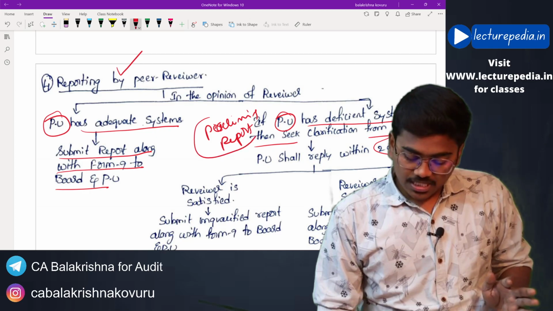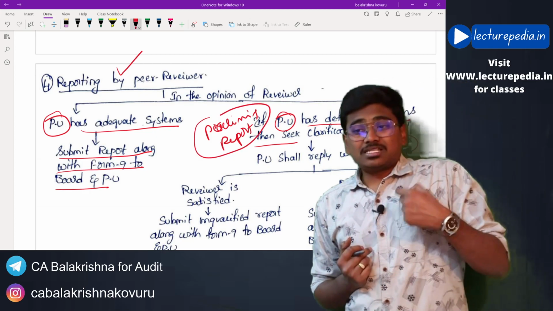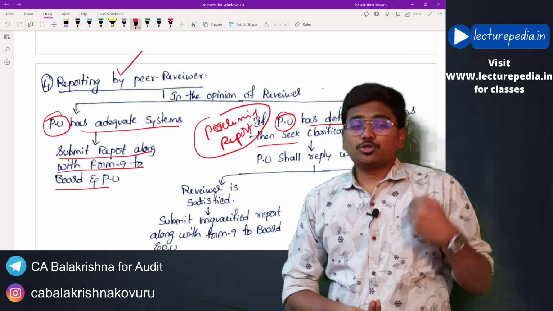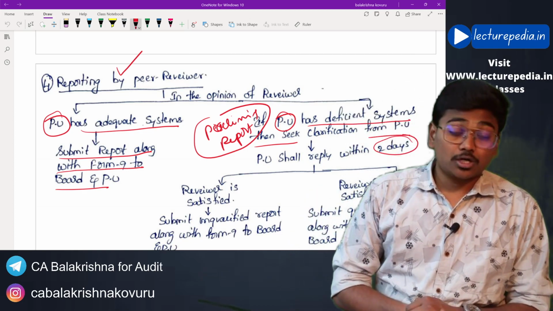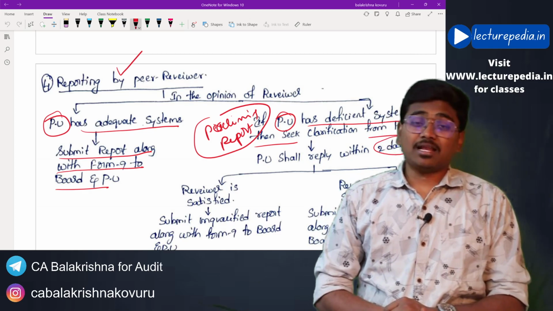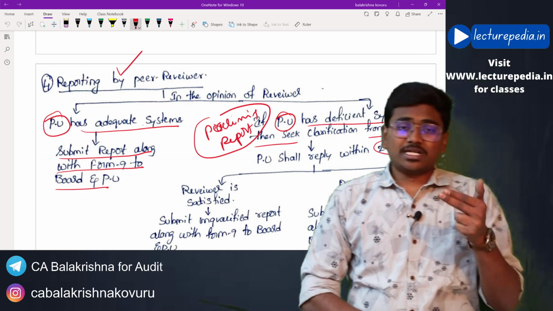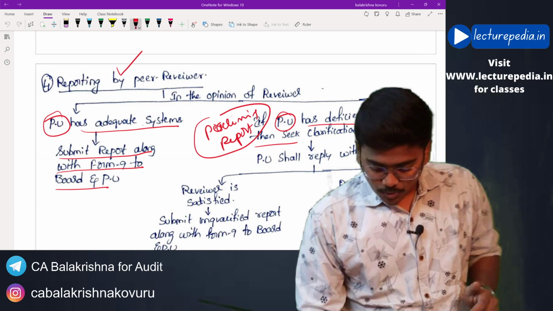Okay, if the peer reviewer is not satisfied with the systems of the practicing unit, then he will issue a preliminary report to the practicing unit, and he will ask for the reply of the practicing unit on the same. The practicing unit has to reply back within 2 days.